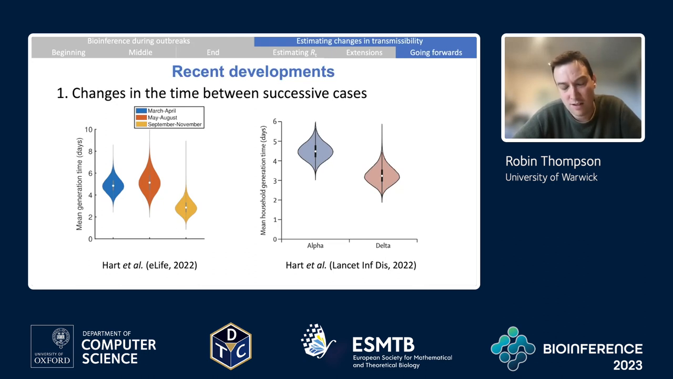A related quantity to the serial interval is the generation time. So for the purposes of this talk, it's probably worth thinking of the generation time as very similar to the serial interval. It's just a time period that characterizes the time between successive cases. And my PhD student, now postdoc, Will Hart, has done some great work during the COVID-19 pandemic, looking at estimating the generation times, the time between cases, in other words, the speed of transmission of SARS-CoV-2. And so specifically in this left graph, what he did was he looked at how the generation time, the time between cases, changed throughout 2020.